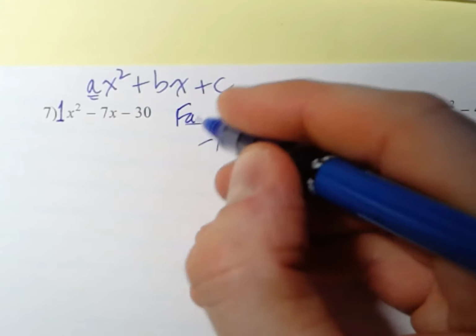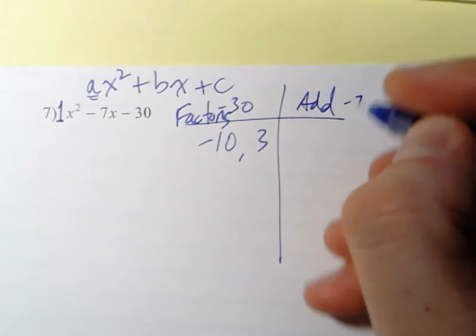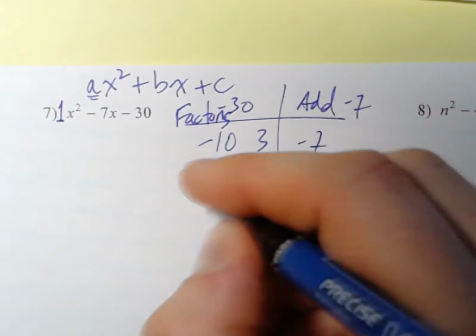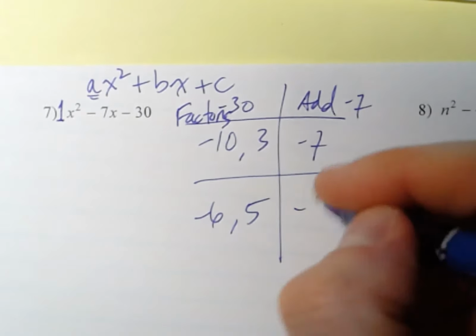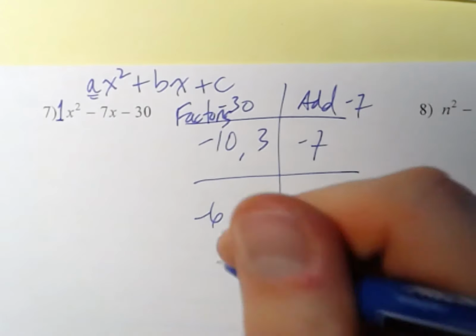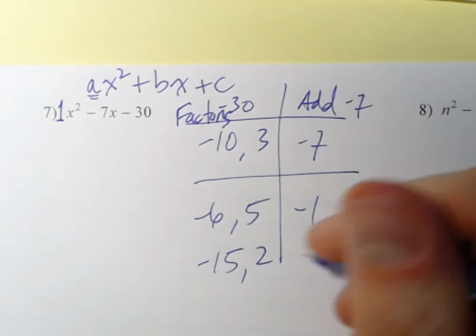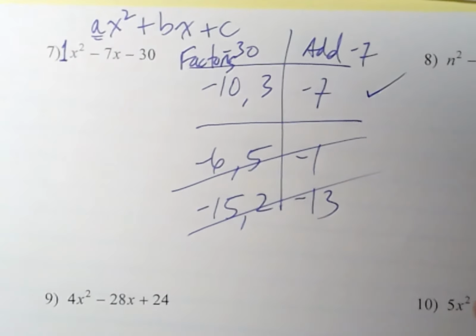You're going to look for factors of negative 30 that add to give you negative 7. So negative 10 and 3 would do it. An example of something that would not work would be negative 6 and 5. If I added those, I would get negative 1. Or negative 15 and 2. If I added those, I'd get negative 13. So, neither of those work. This is the one that does work.